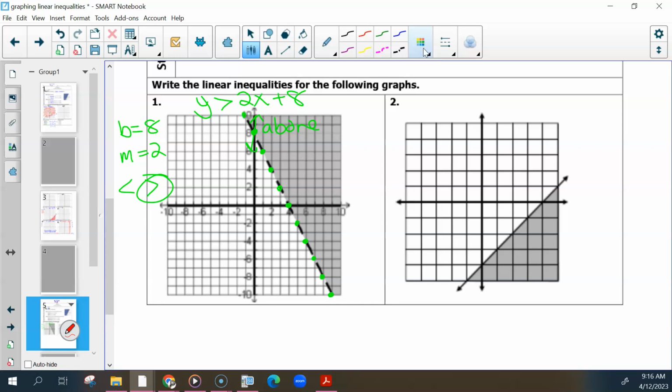Two is going to be a little bit easier because we don't have to guess the slope. The line is there all the way through. So what is your y-intercept here? -4. Slope as you're going along, what is that slope? 1. You're going up 1, right 1 as many times as possible.